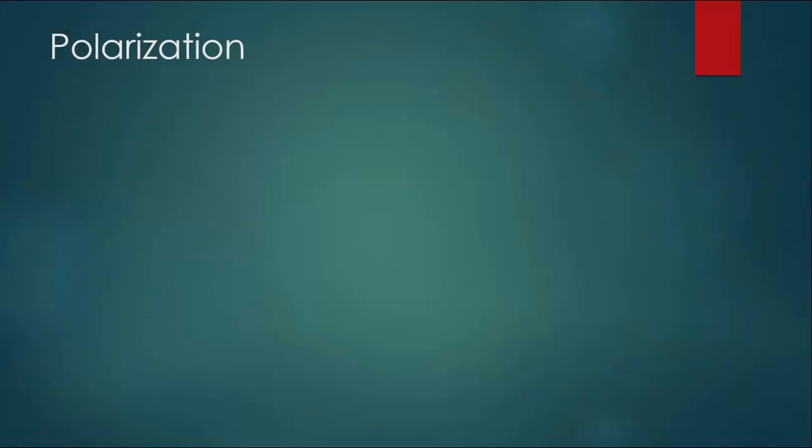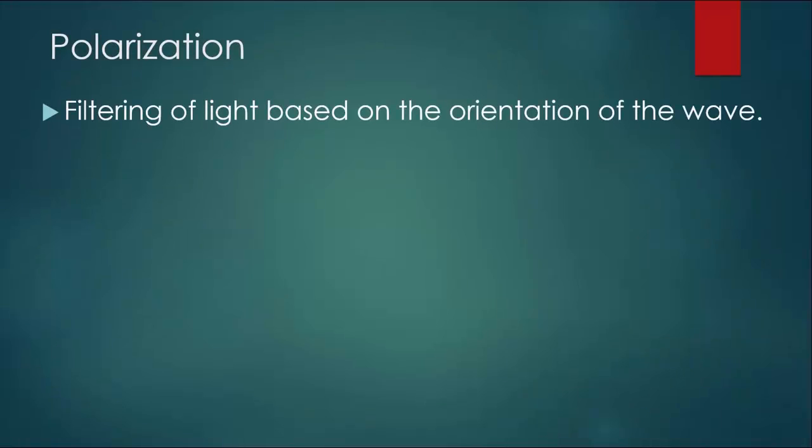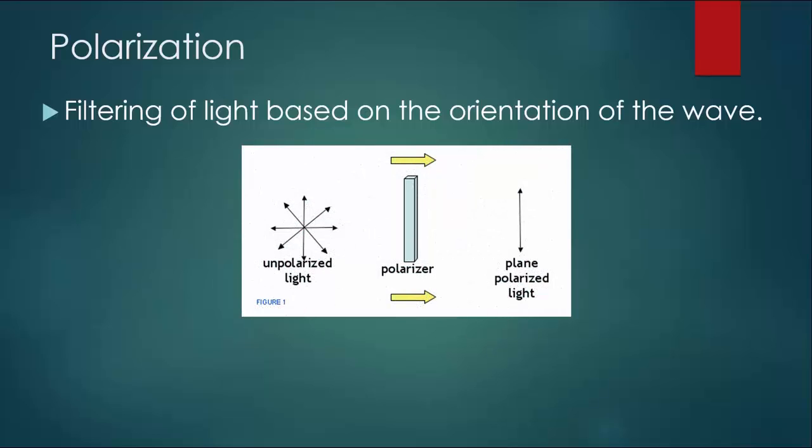The first thing we'll talk about is polarization. Polarization is the filtering of light based on the orientation of the wave. Being a transverse wave, light can be oriented vertically, horizontally, diagonally, literally an infinite number of orientations. And light from something like the sun or a light bulb comes at us in all different orientations. Some light is vertical, some's horizontal, some's diagonal.